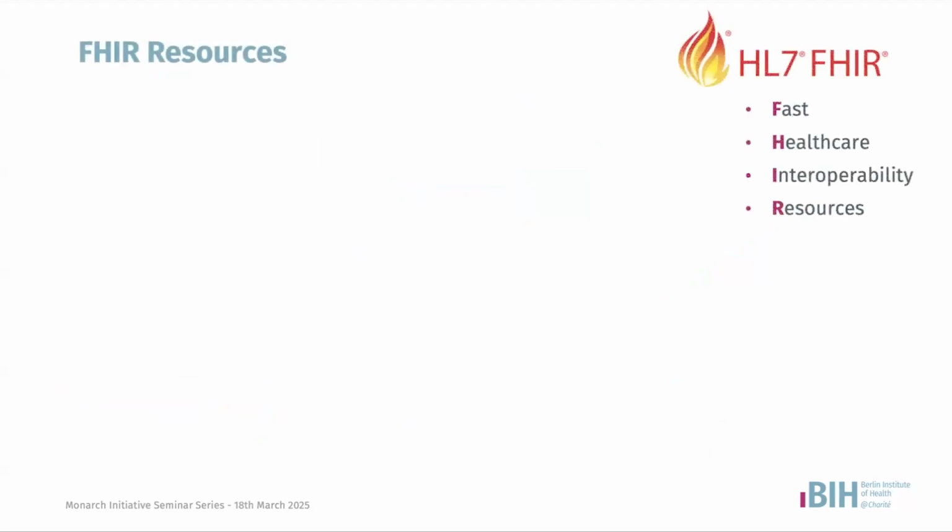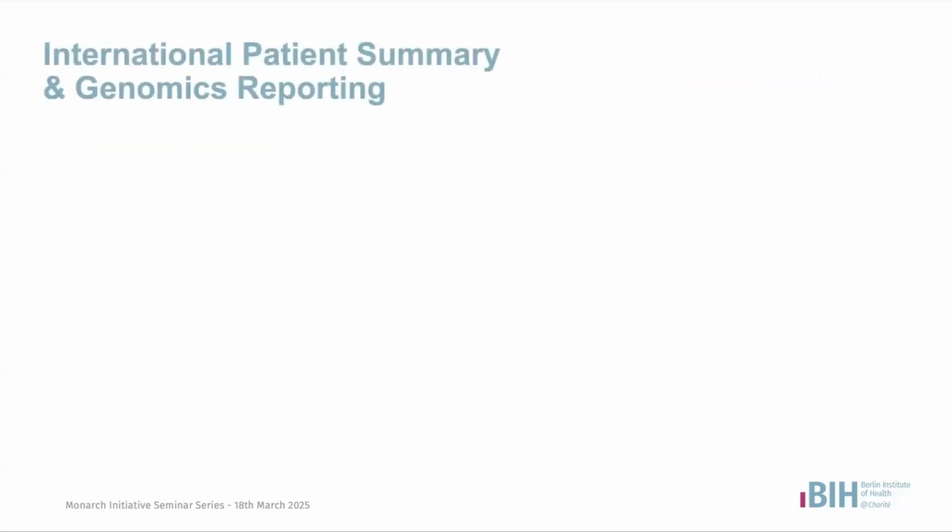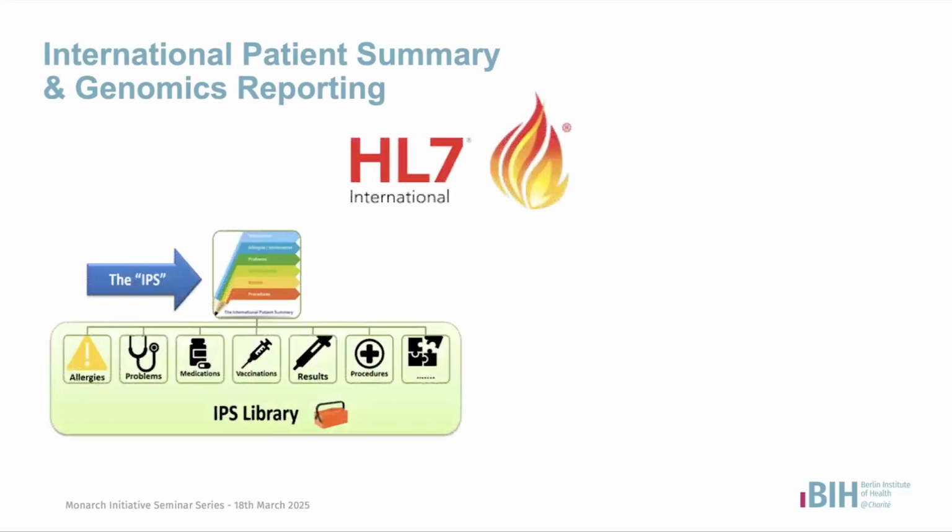FHIR stands for Fast Healthcare Interoperability Resources and is made up of a few blocks, which house these definitions, like a condition block or an observation block. And within FHIR, for rare diseases, mostly important, we need to look at the International Patient Summary and genomics reporting. The International Patient Summary is a summary of the most essential health data information which we need if we want to think globally, and which is developed under HL7, currently in version 2.0.